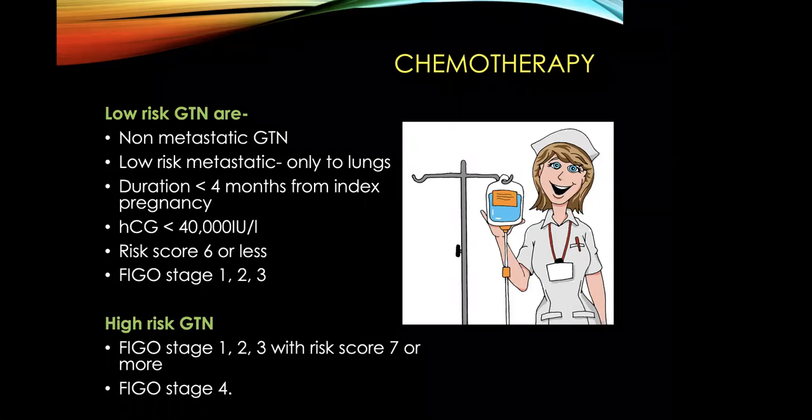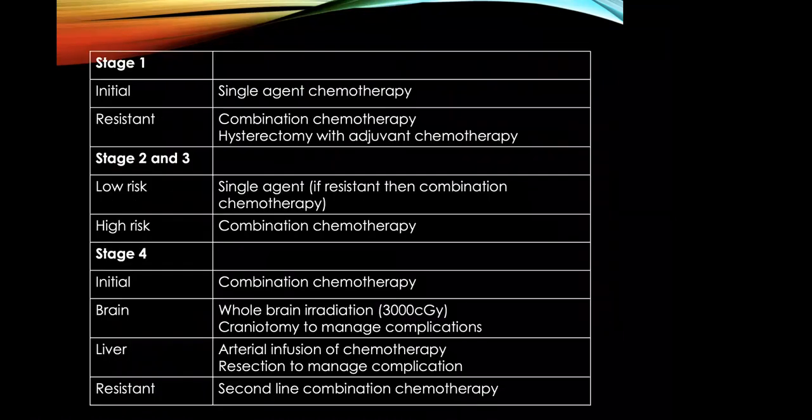And it is a low risk metastasis only up to the lungs. The duration is less than 4 months from the index pregnancy. The beta HCG is less than 40,000 international units per ml. And it is a non-metastatic GTN. If it is high risk, then the FIGO stage 4. And risk score is 7 or more. So this is what, depending upon that, you will be giving her the treatment.